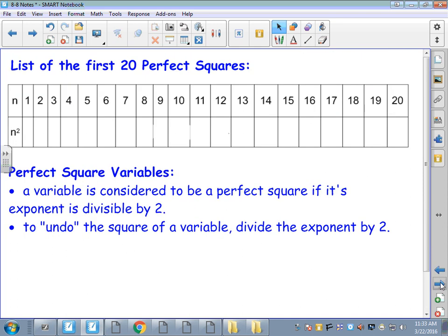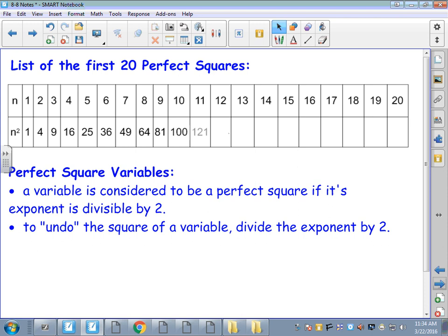Let's talk about perfect squares. I have this nice table of values here, and n represents the first 20 digits. And then n squared represents the first 20 squares. And so 1 squared is 1 times 1, and that's actually 1. 2 squared would be 2 times 2, which is 4. 3 squared is 9, on down the line. So I'm just going to reveal all of these perfect squares for you.